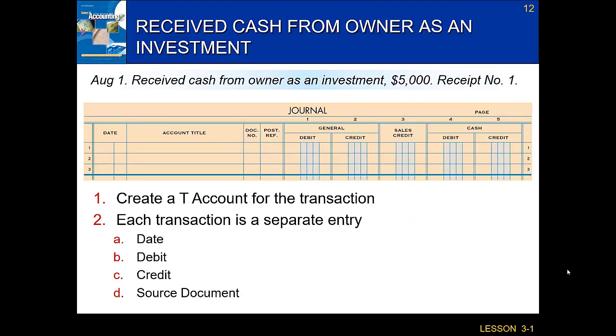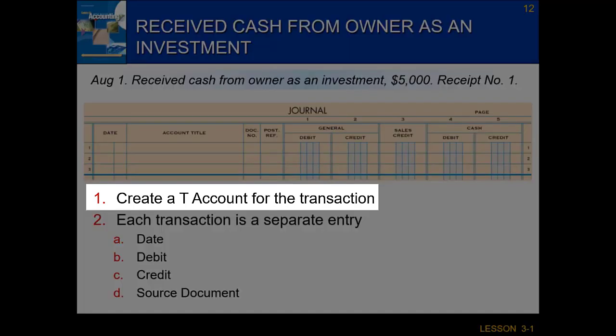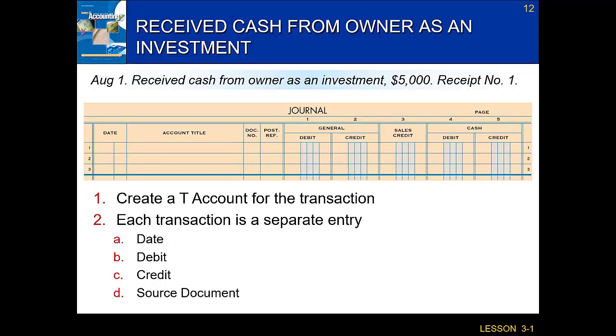So now that we know what a journal is, we are going to practice actually using it to record our transactions rather than using all those little mini T's. So the very first thing you'll do when you get a transaction is to create a T account for that transaction. Now it's up to you if you actually want to write those T accounts down, or if you're able to just memorize those and think of them in your head, that's awesome. I'm going to show it to you with them written down just because sometimes I honestly still have to do that to make sure that I'm correct.